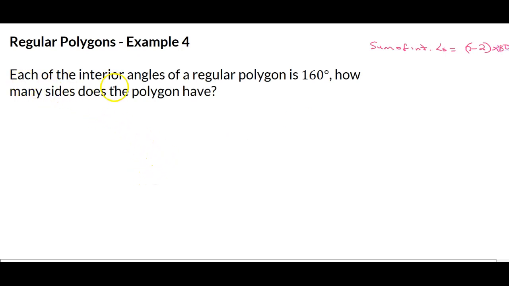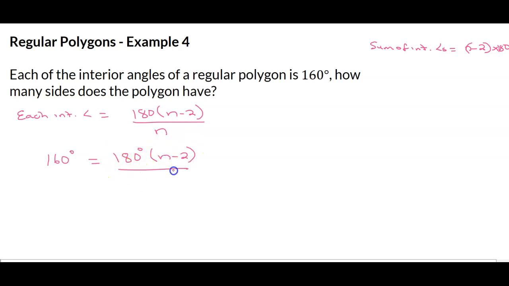Now we are told the value of each interior angle. Each interior angle is going to be 180 multiplied by n minus 2, where n is the number of sides of the polygon, and we divide that by the number of sides. So now we're going to replace this. Here each interior angle is 160 degrees, so 160 degrees is equal to 180 degrees multiplied by n minus 2, divided by n.